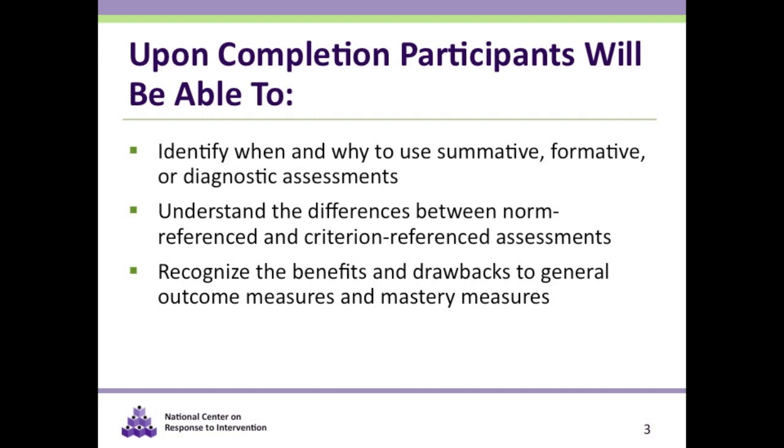Upon completion of today's webinar, participants will be able to not only identify when to use formative and summative and diagnostic assessments, but they'll also understand the differences between norm-referenced and criterion-referenced assessments, and also recognize the different benefits and drawbacks of using general outcome measures and mastery measures for progress monitoring.